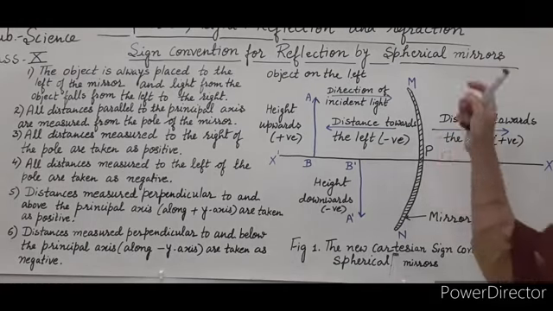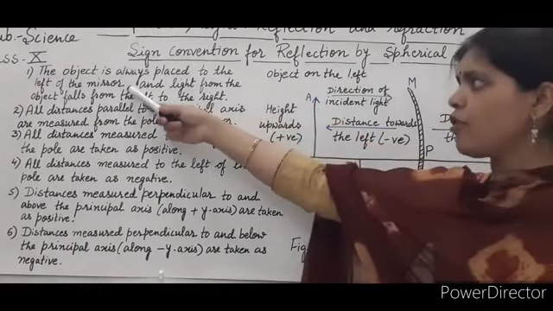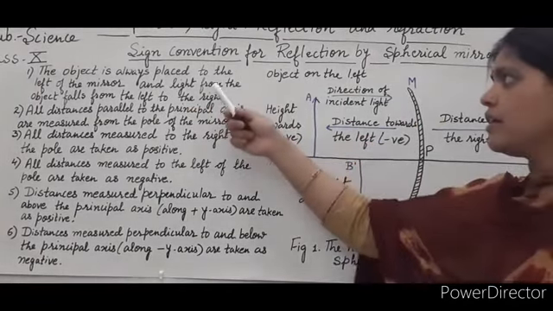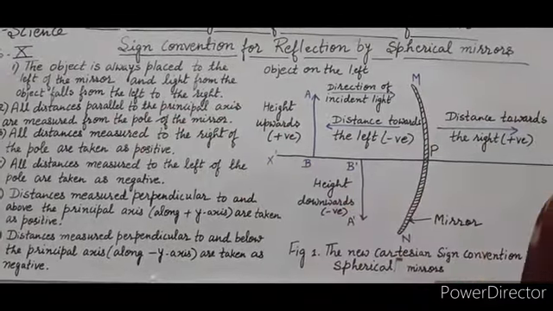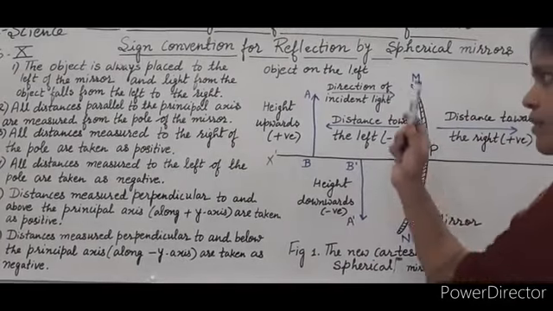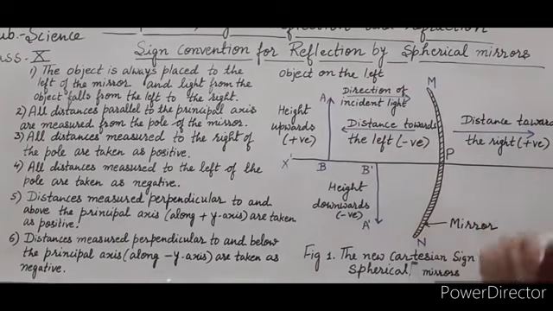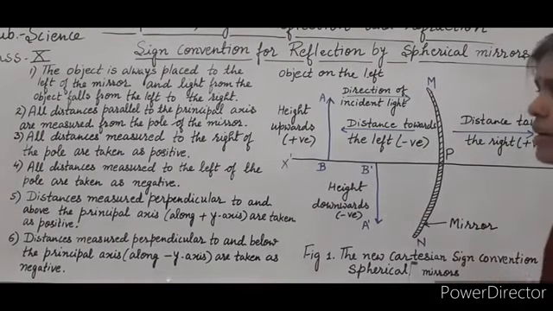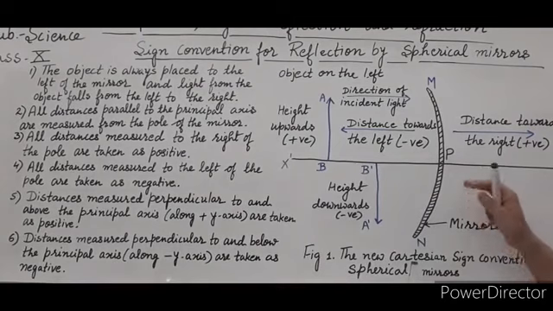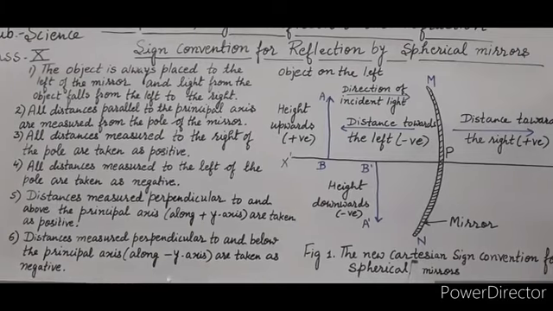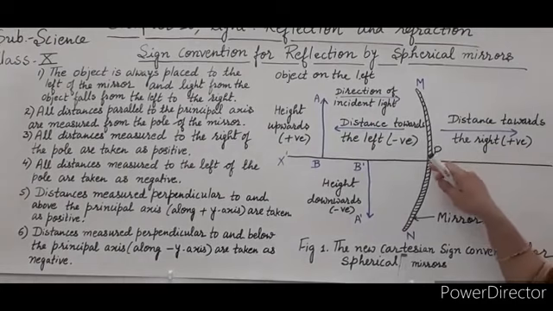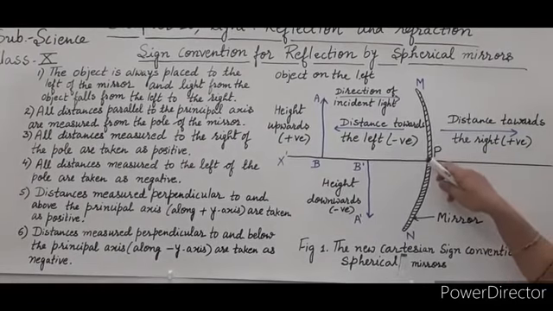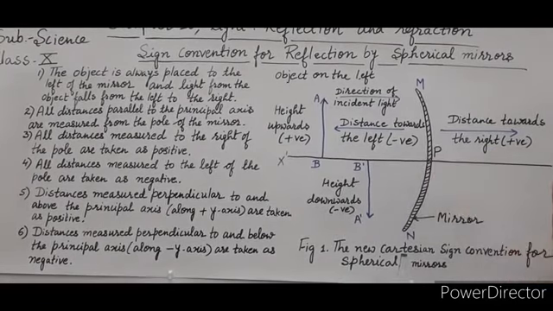The object is always placed to the left of the mirror, and light from the object falls from the left to the right. So the first point is that the object is always placed to the left of the mirror. Second, all distances parallel to the principal axis are measured from the pole of the mirror.